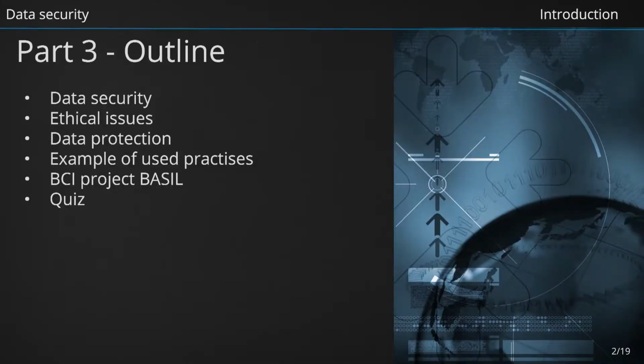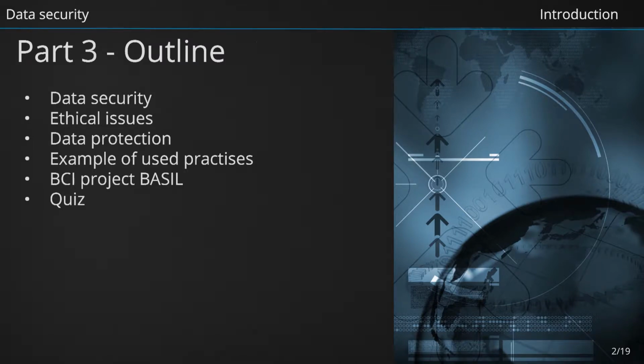When we have introduced our current position in the EEG data lifecycle, we can now present an outline of the third part of our tutorial. At first, we will focus on security of data collected during experiments and ethical issues applied to any data processing stage. Then, we will deal with regulations that affect the way we treat personal information included in the data.